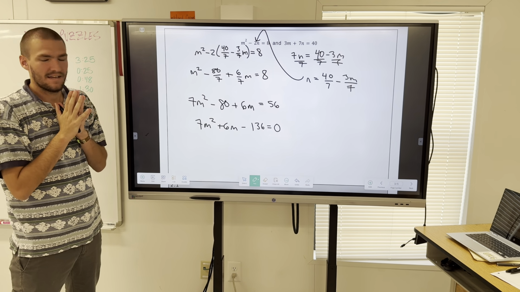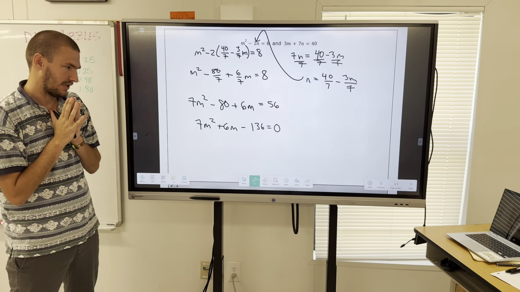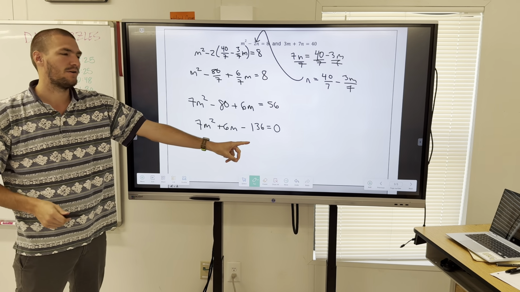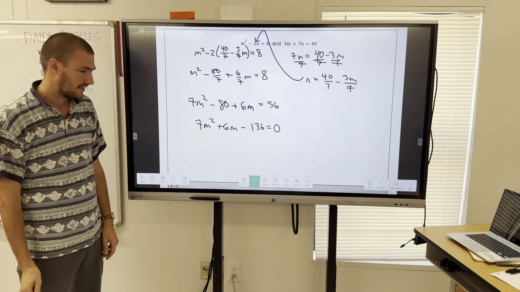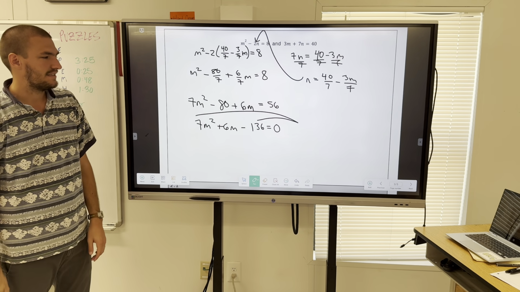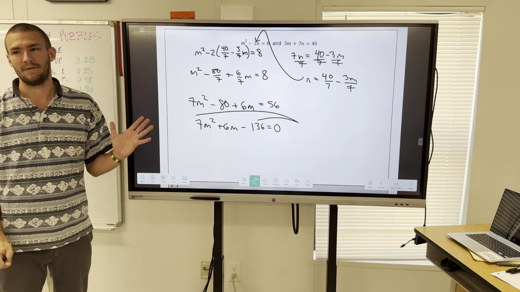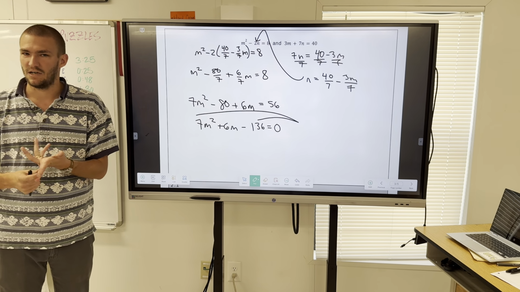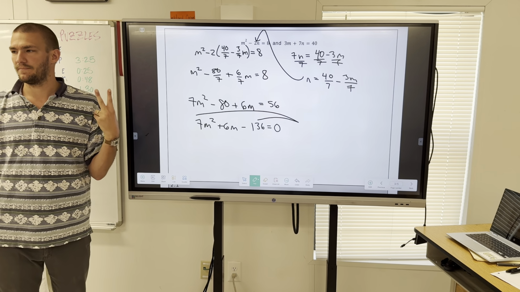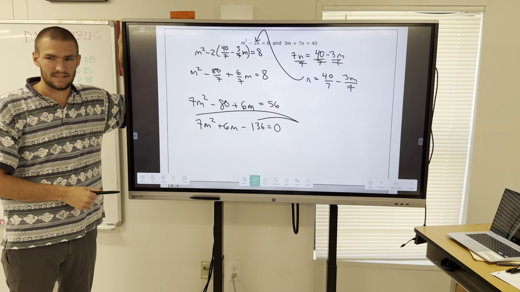Okay. Now we need to factor this, and this is nasty. Because we need numbers that multiply to 136 but add to 6. But actually, we need numbers that multiply to 7 times 136. Now this problem, at this point, is harder than you'll see on a homework or harder than you'll see on a quiz. But we can still do it. So let's just stick to it. 7 times 136.